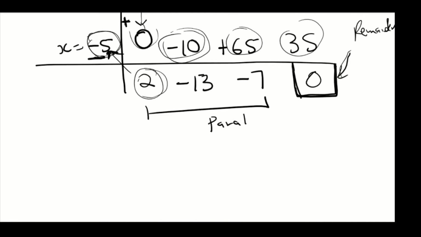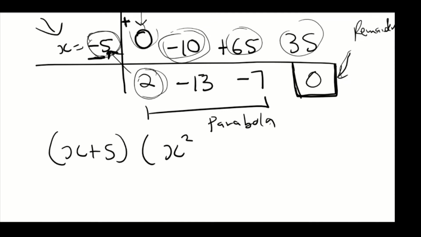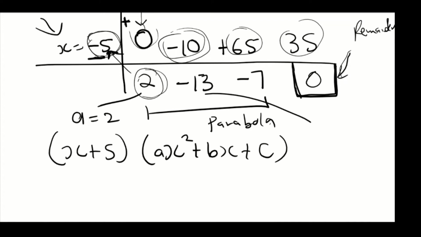This is your parabola expression, and this is your factor, right? So your factor is x plus 5, and then your parabola, which is ax squared plus bx plus c, right? And what is your value of a? This first value, which is 2, is your value of a. A is equal to 2, and this 13 is your b. B is equal to minus 13, and your c is equal to minus 7.